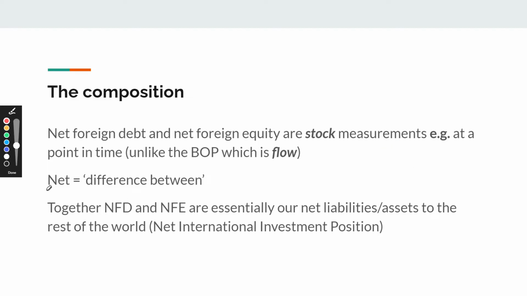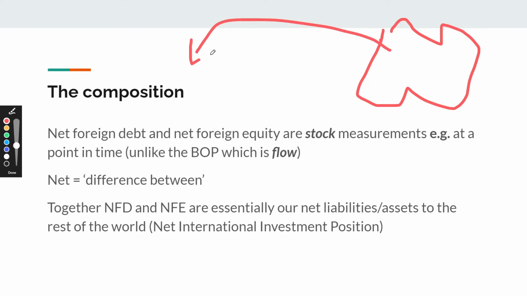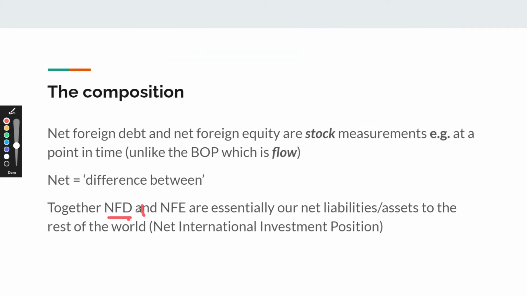The other language here that's important is we're still looking at net. So we're looking at net foreign debt and net foreign equities, which just means the difference between, in this case, Australia and the rest of the world, and that's my globe. That's the net part. Together, when we add net foreign debt and net foreign equities, basically what we're measuring is our liabilities and assets to the rest of the world in net terms. And the fancy term for that, if you look at the ABS, is our net international investment position, or net foreign liabilities. Let's break them down.